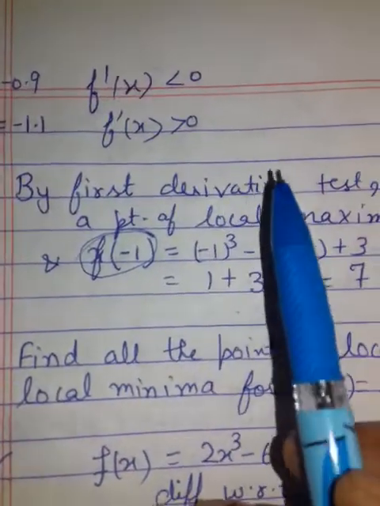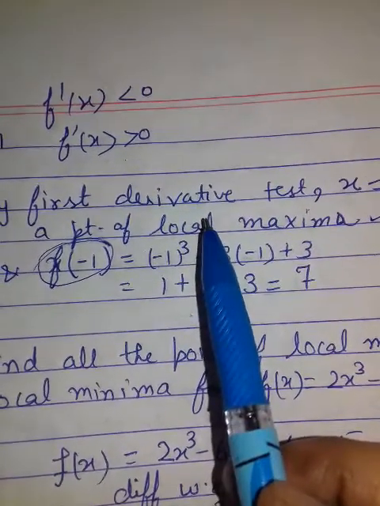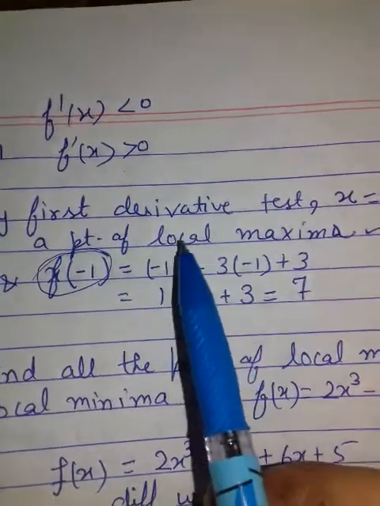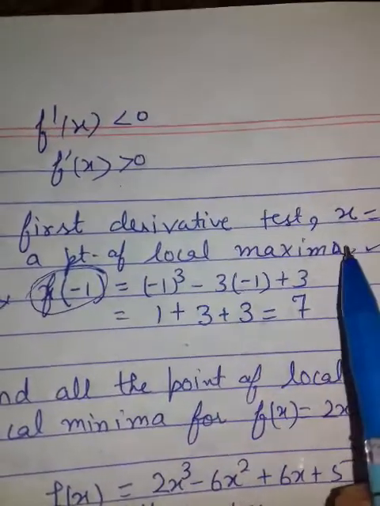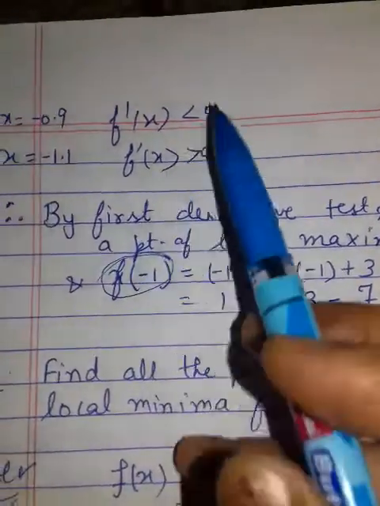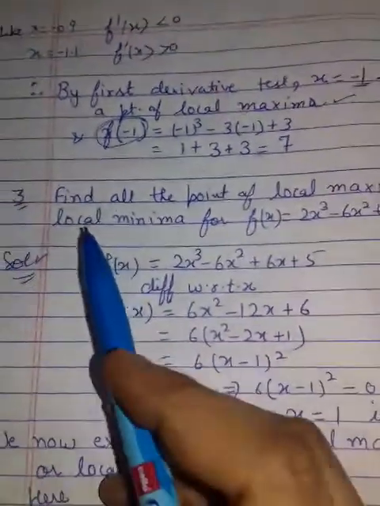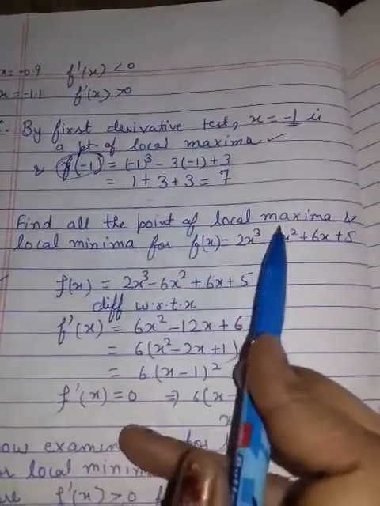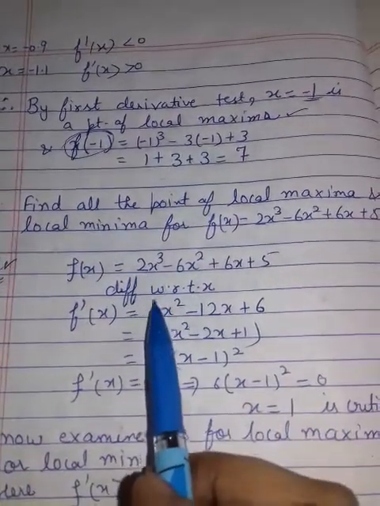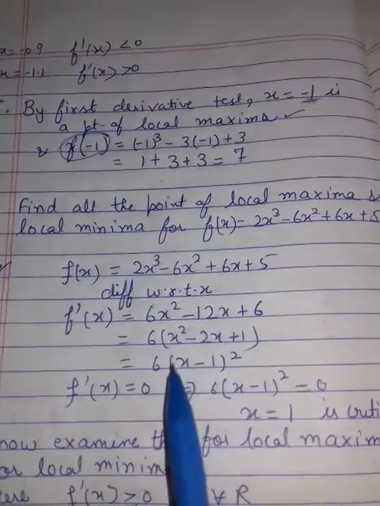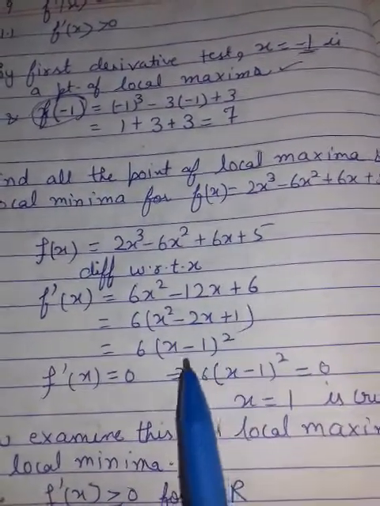Means whichever points you get after putting f dash x equal to 0, you will put those points in f dash x one by one. Firstly take values nearest on the greater side, then on the lower side. With that you will see which is local maxima or minima. Next, find all the points of local maximum and local minimum for this function. Firstly we will differentiate with respect to x. Then you will see what is here: this is a whole square.